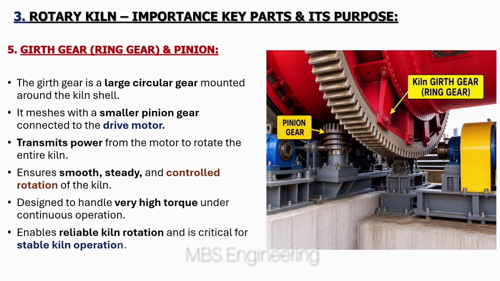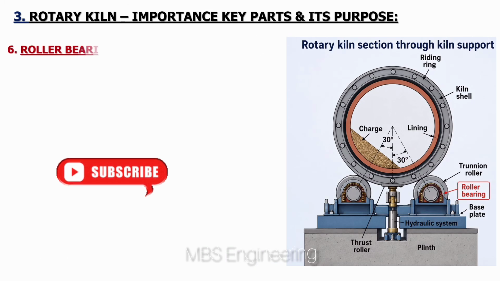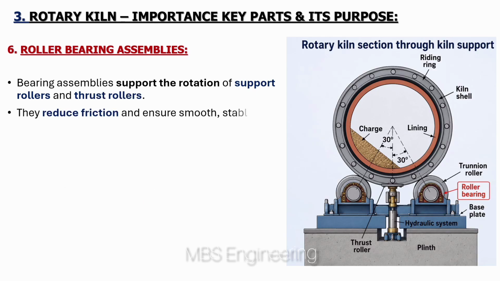The sixth important key part is the roller bearing assemblies. Please refer to the picture showing the roller bearing assemblies. Bearing assemblies support the rotation of support rollers and thrust rollers. They reduce friction and ensure smooth, stable movement of rotating components.